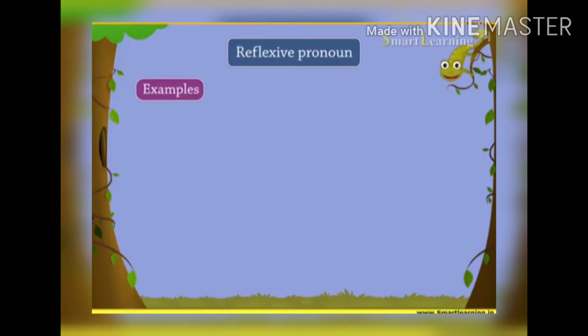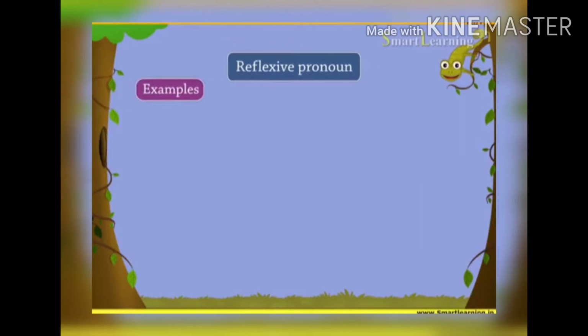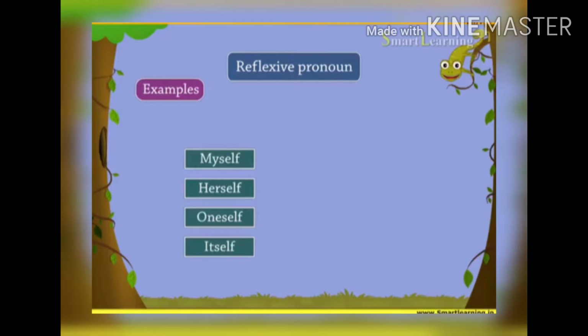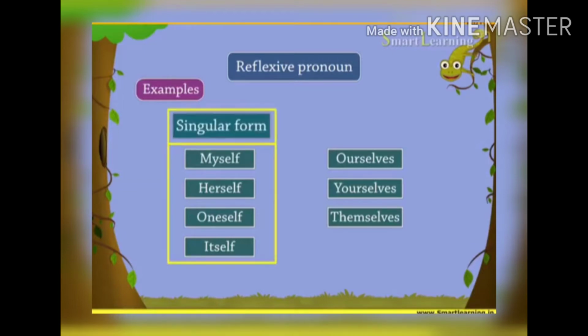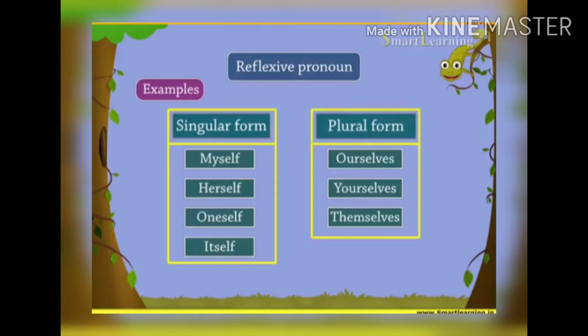Some more examples of reflexive pronouns are myself, herself, oneself, itself, ourselves, yourselves, themselves, etc. Among all these reflexive pronouns, the words ending in self are in singular form, while the words ending in selves are in plural form.